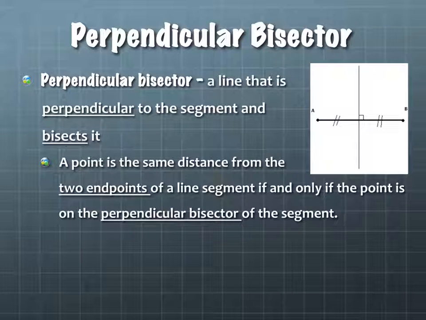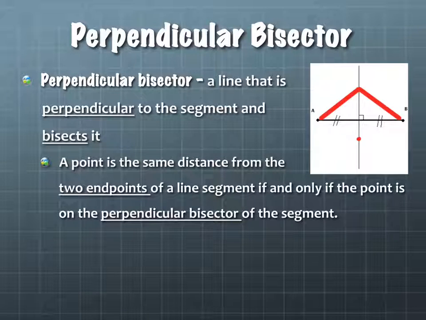You'll notice that every point on this perpendicular bisector will actually be congruent from points A and B. Okay, so what do I mean by that? I mean that if you took that point that I just drew and you drew a line to A or you drew a line to B, they would be equal in length.